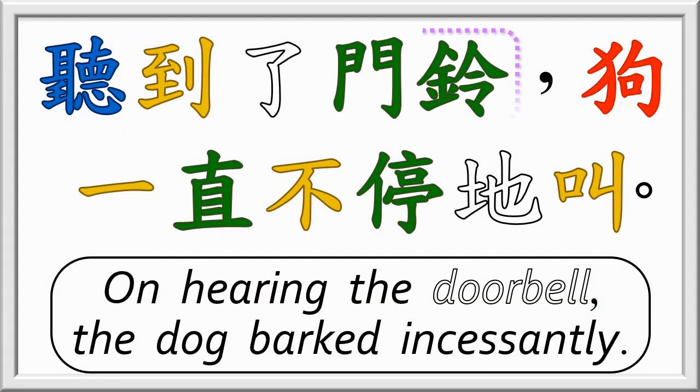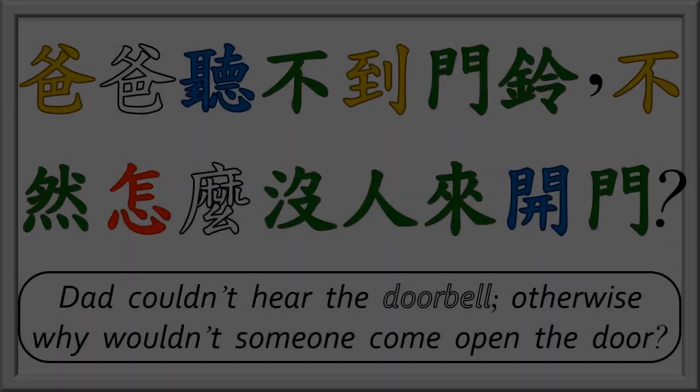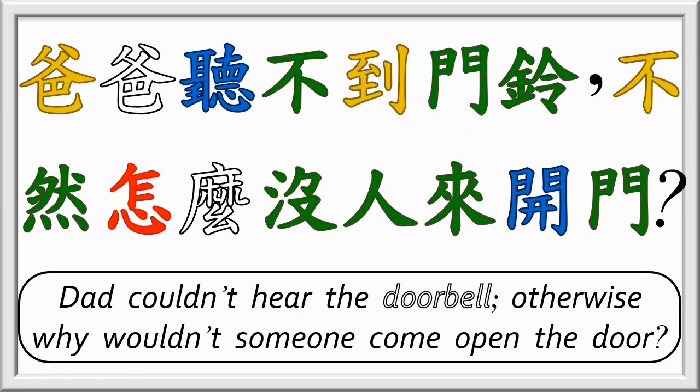This character is not particularly common because it's a very specific object, but we can create 2 useful nouns, a doorbell and a fire alarm. 听到了门铃，狗一直不停地叫. On hearing the doorbell, the dog barked incessantly. 爸爸，听不到门铃，不然怎么没人来开门? Dad couldn't hear the doorbell. Otherwise, why wouldn't someone come open the door?